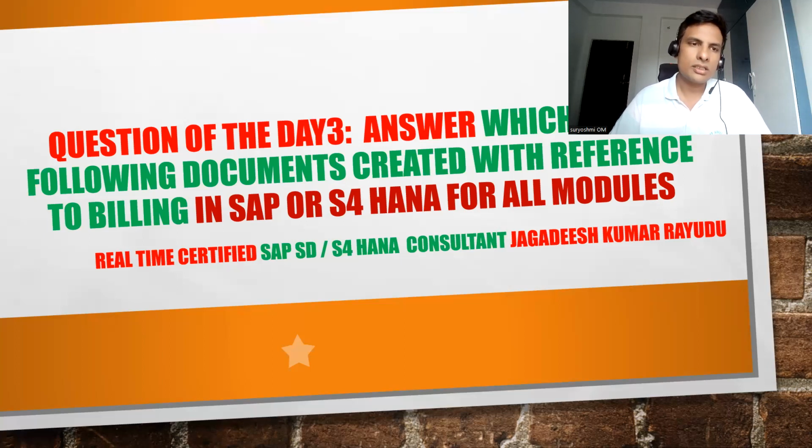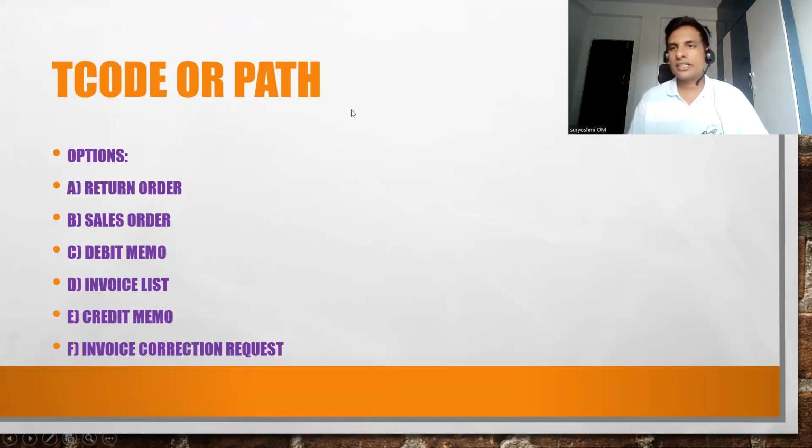Which one of the following documents is created with reference to billing in SAP or S/4HANA? Let's try to bring it on the stage to know the answer now. Look at the T-code and path; I have done this previously in some sessions, so that's why it's there. No worries. Let's look at the options: returns order, sales order, debit memo, invoice list, credit memo, invoice correction request.